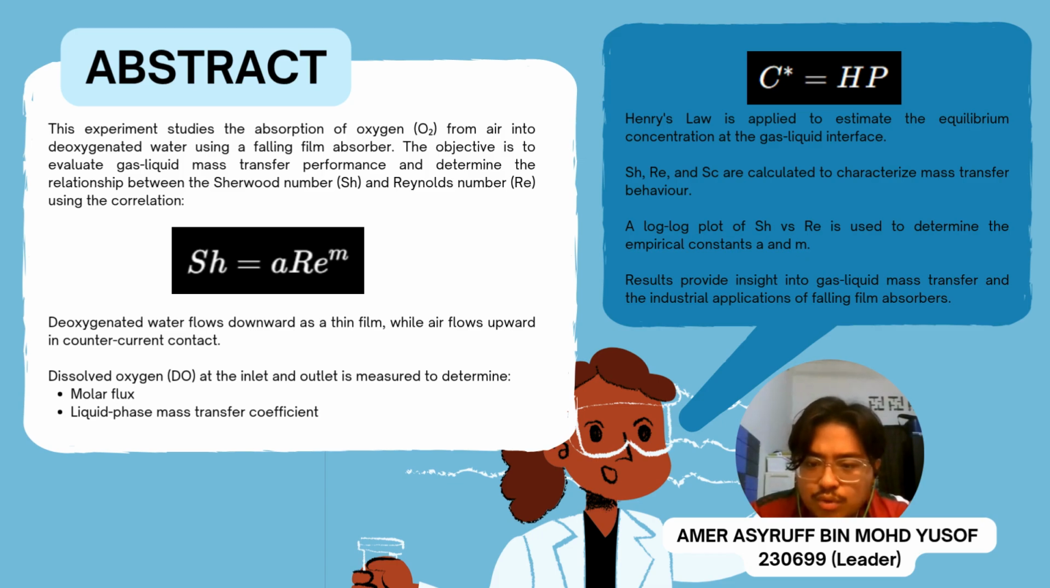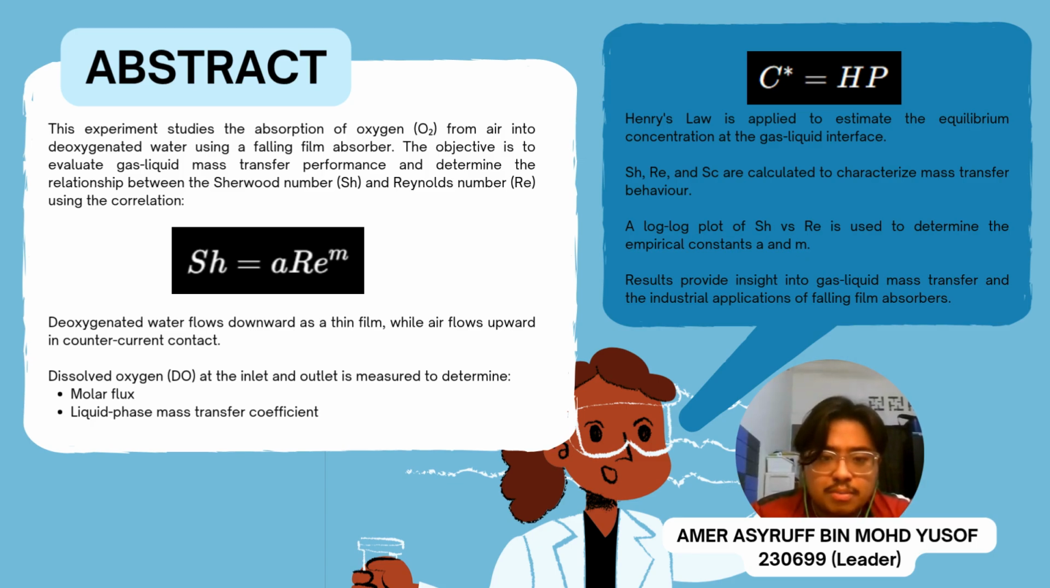The oxygenated water flows downward as a thin film while air flows upward in a counter-current contact. Dissolved oxygen at the inlet and outlet is measured to determine molar flux and liquid phase mass transfer coefficient. So right here on the right, we have Henry's law, which is the concentration equals to Hp. Henry's law is applied to estimate the equilibrium concentration at the gas-liquid interface.